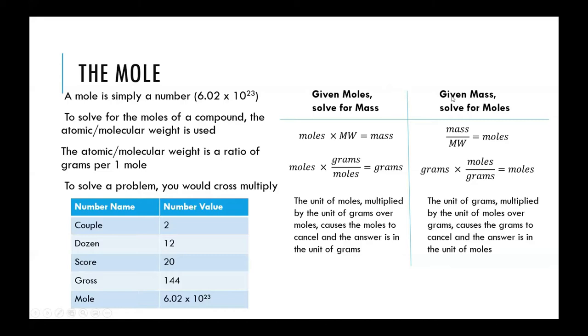If you have a mass of something and you want to find out how many moles that is, you're dividing by the molecular weight. You're taking grams, and when you divide by that grams over moles, it's the same as multiplying moles over grams. The molecular weight is the ratio of how many grams there would be per one mole. So to determine how many moles a set mass would be, you're dividing by the molecular weight.